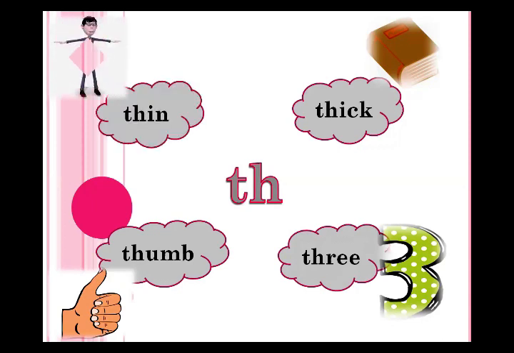Here is another example. Is the man fat? No, the man is thin. Tha for thin. The tha sound is at the start. Tha for thick, tha for three, tha for thumb, tha for thin.